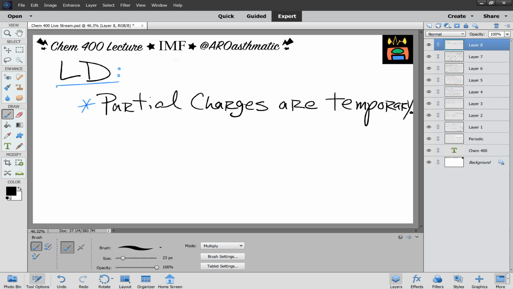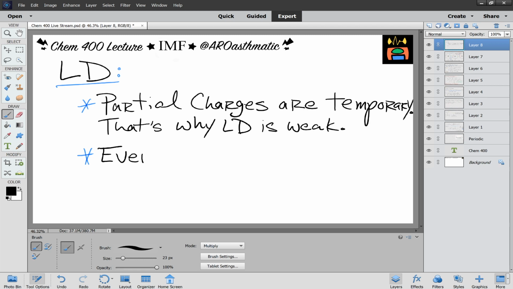That is why London dispersion attraction is weak. All right. And then the second bullet to take away from London dispersion forces is this. Everything with electrons experiences London dispersion.